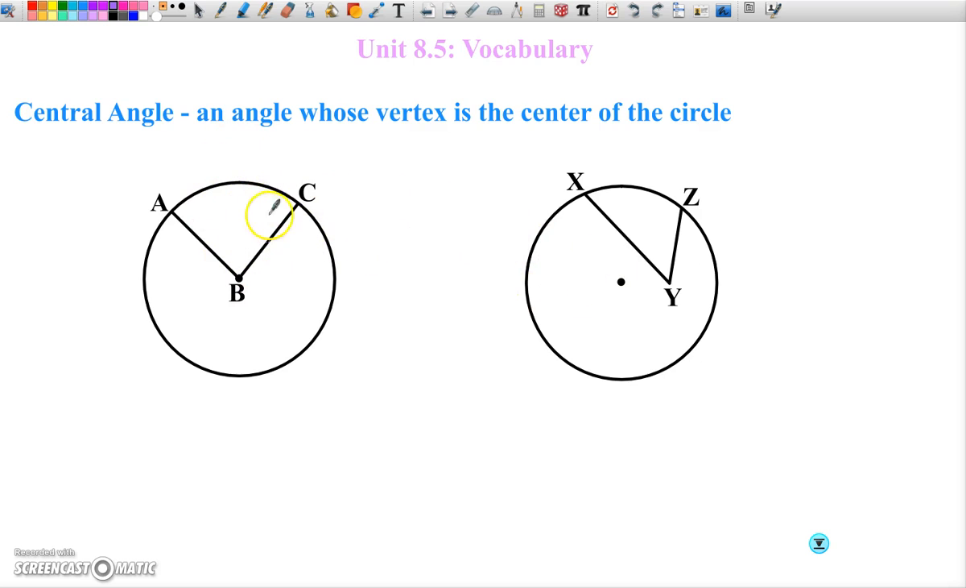The first one is a central angle because the vertex is the center of the circle right there. Now this one here is not a central angle, and the reason behind that is because this vertex right here is not the center of the circle. Now it is an angle, it can happen inside of a circle, it's just not called a central angle.